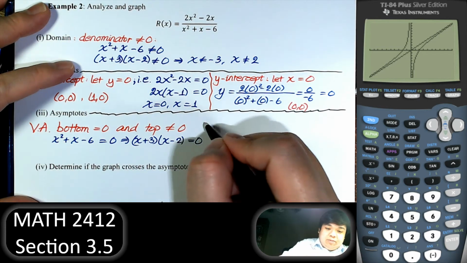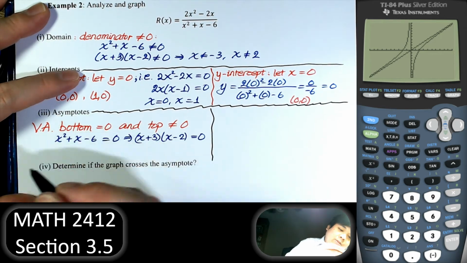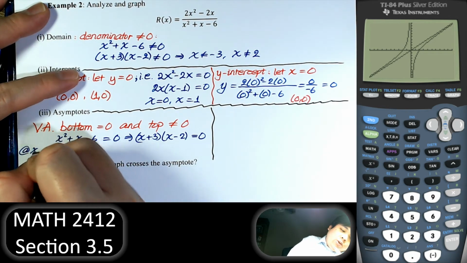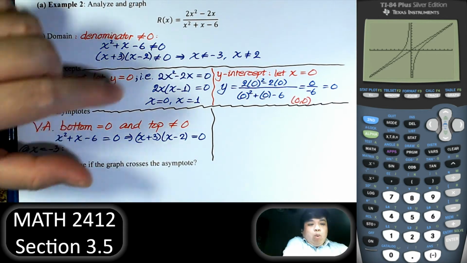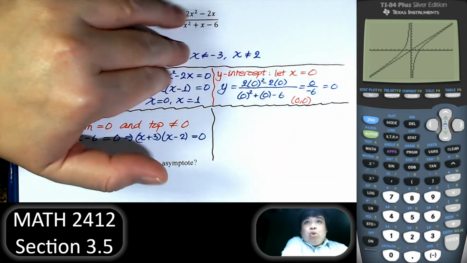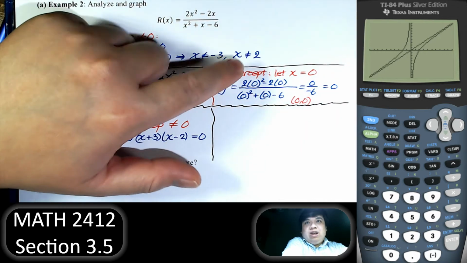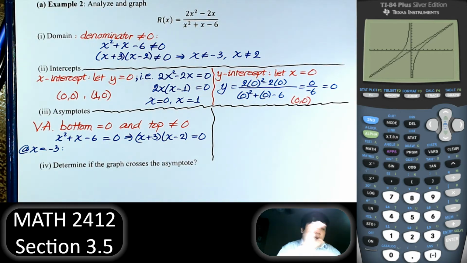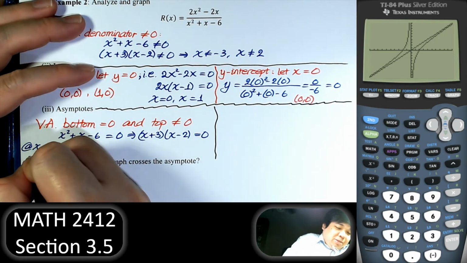So we have negative 3 or 2. So x equal to negative 3. Of course, when we solve for the domain, it is x not equal to something, and then for the vertical asymptote, we can just let x equal those numbers. So the domain and the asymptotes, those values complement each other.